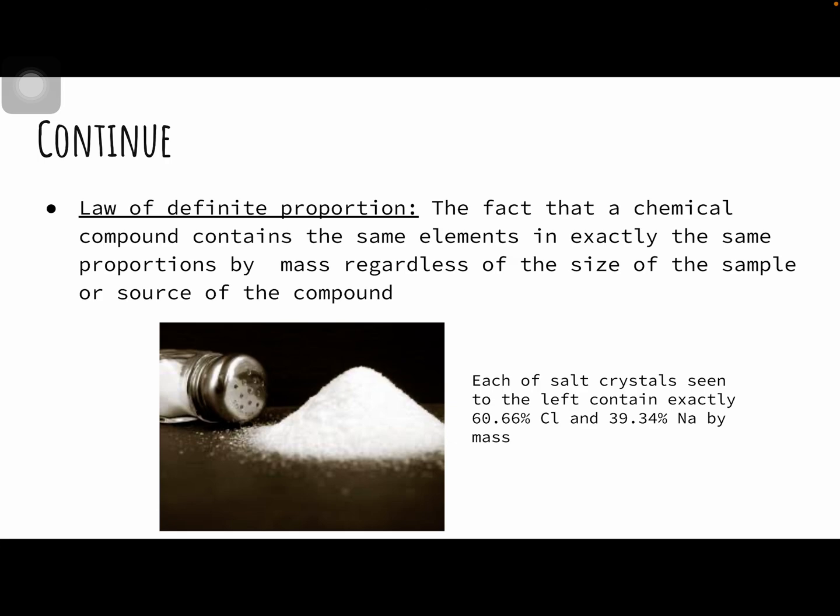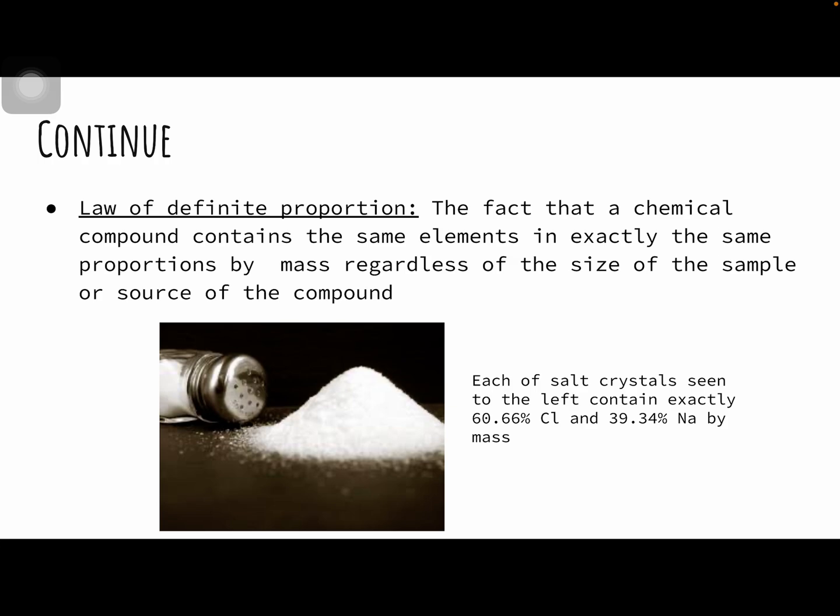The next one I would highlight is the law of definite proportions. That's the fact that a chemical compound contains the same elements in exactly the same proportion by mass, regardless of the size of the sample or the source of the compound. So what that is trying to say is it doesn't matter where I get my source, it is going to stay the same every single time. So the composition will stay the same.